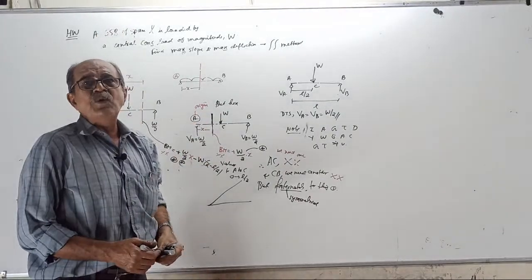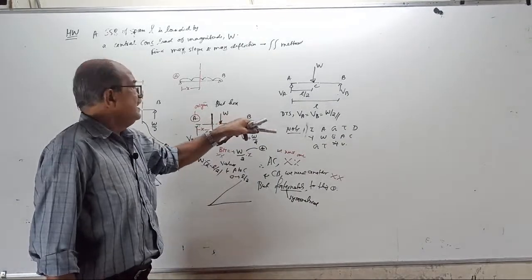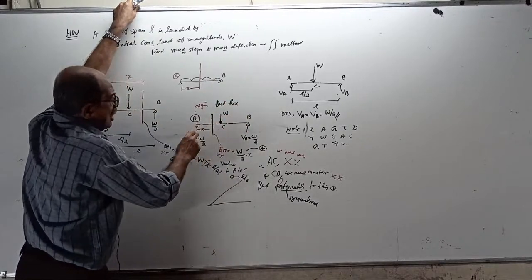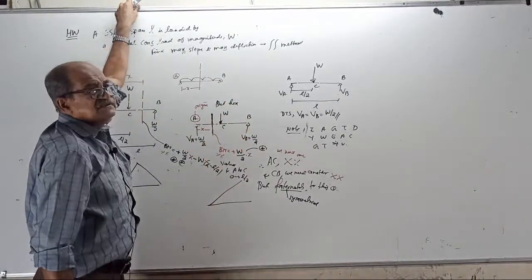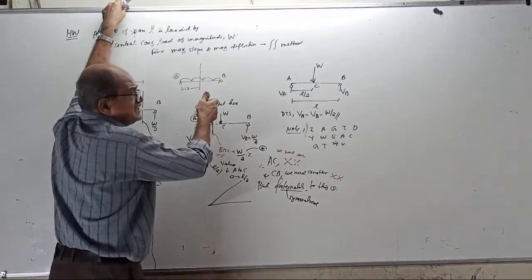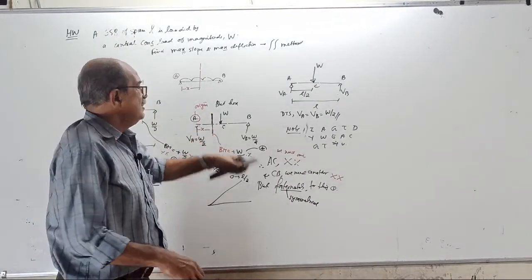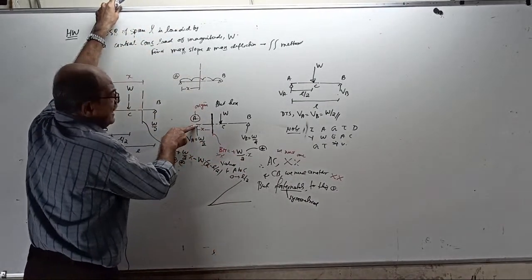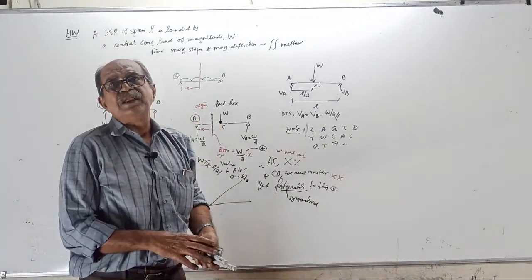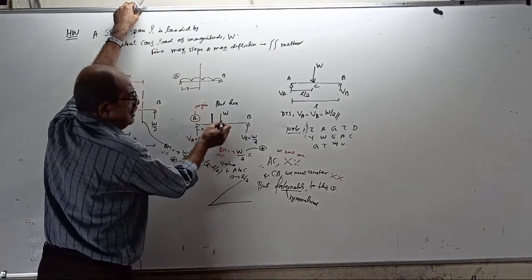Yes, two boundary conditions are there: deflection at A is 0, and slope at C is 0. Deflection at B you cannot use. Why? To get deflection at B, you have to put X equal to L, and X equal to L you cannot substitute in this equation. This section is valid only from 0 to L by 2. But no problem. You can use deflection at A, and with symmetry, slope at C is 0. Using that you can find C1, C2, and then you can find maximum slope and maximum deflection.